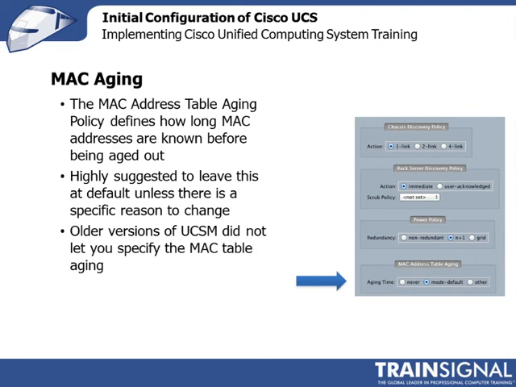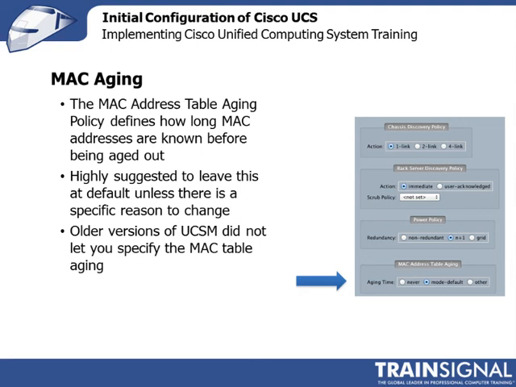Then MAC aging. So the MAC address table aging specifies how long MAC addresses are known before they're aged out of the interconnects. This wasn't even an option on the original releases of UCSM. It never aged things out. Now we let it do that for other purposes, but my suggestion is you just leave it default. Unless you have a really good reason to change the MAC address aging here, I would not change it.